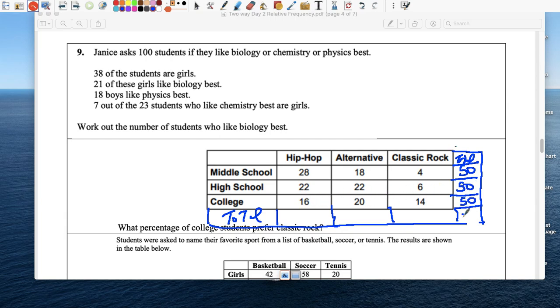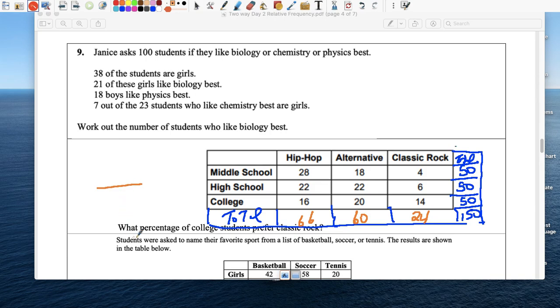So there's a total of 150, so let's make sure by adding. So we're going to add 28 plus 22, which is 50, and then plus 16 is 66. 18 and 22 is 40. 40 plus 20, 60. And this is 24. So does that add up to 150 as well? 66 plus 60 plus 24, 150. Yep, good.